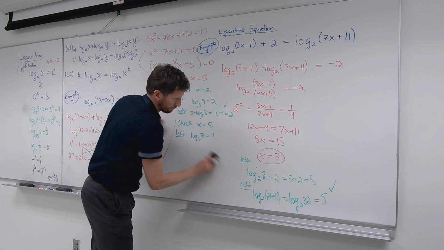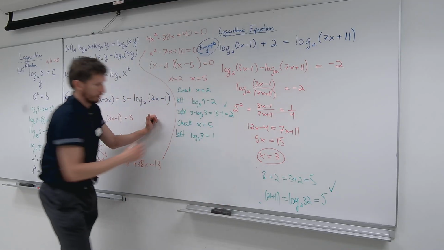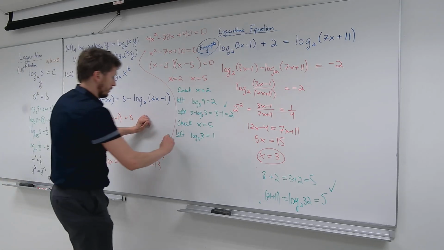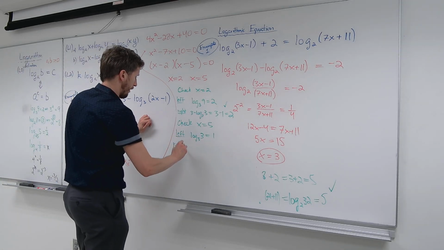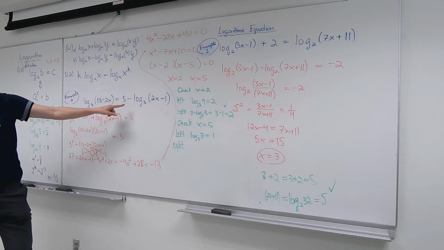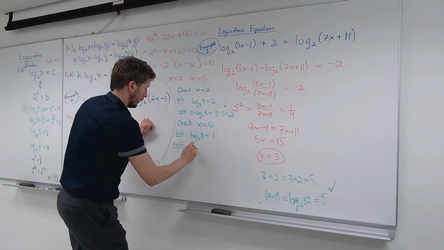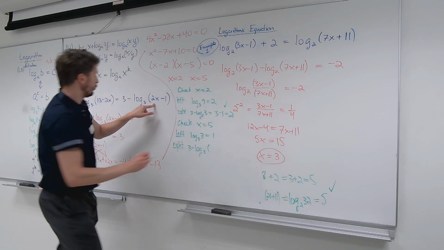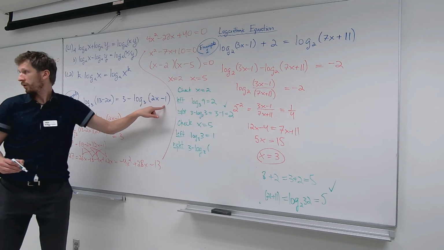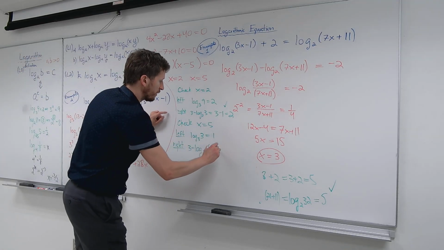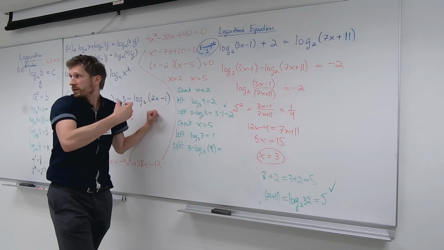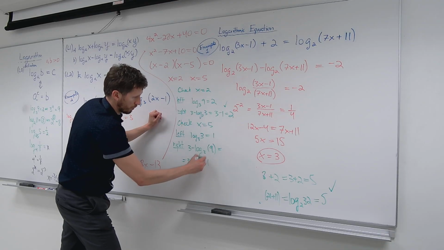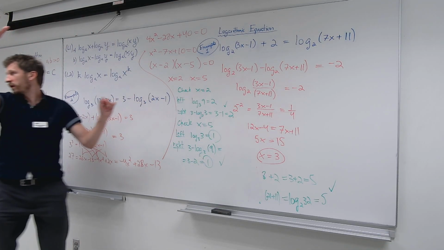What about the right side? We would do 3 minus log base 3 of what? What's 2 times 5 minus 1? 9. 3 to the what power is 9? 3 squared is 9, right? So we're doing 3 minus 2, which is what? 1. 1 is equal to 1.